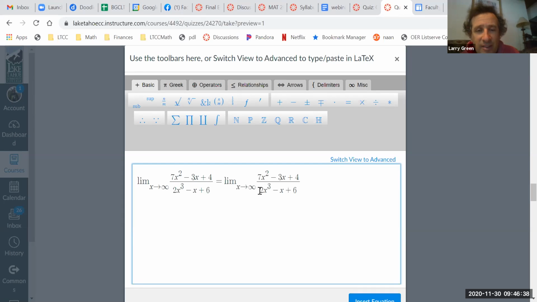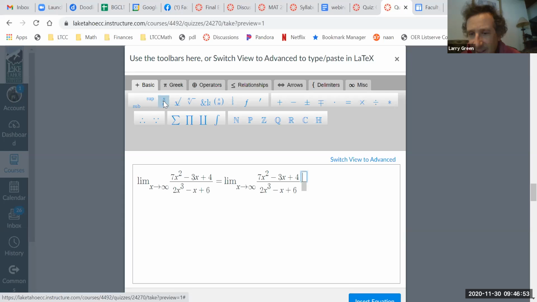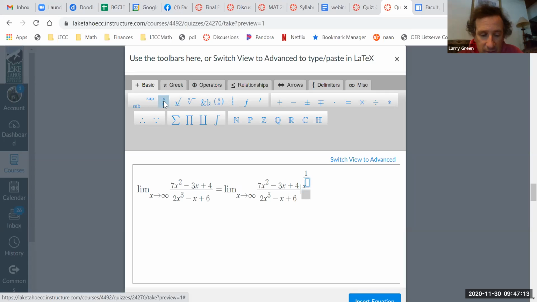All right, so what's the trick on this one? What are we supposed to do? Here's the hint. What do we do to find this limit? Yeah, we actually multiply by 1 over the highest power, but you get the right idea. So we're going to multiply top and bottom by 1 over x cubed.